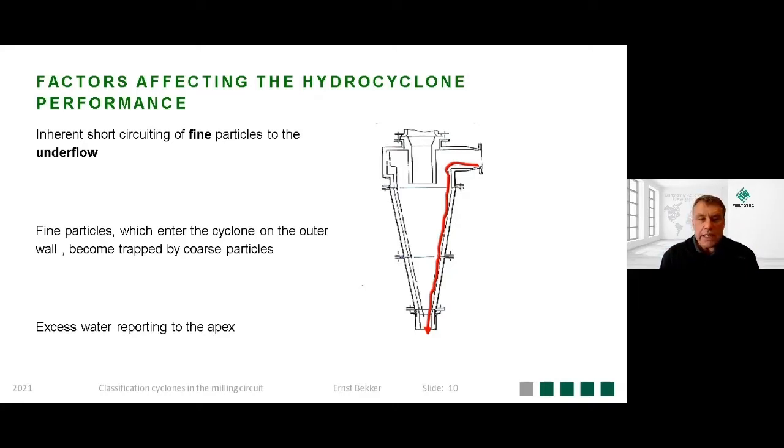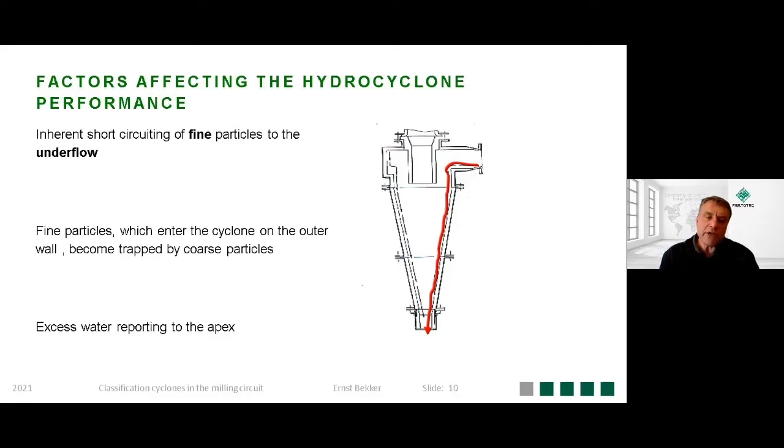Then the third one is excess water reporting to the spigot. You cannot have a dry discharge. The water serves as lubricant. The mechanism of the cyclone is of such nature that there will always be water present in the underflow. And as long as there's water present in the underflow, there's going to be fines.